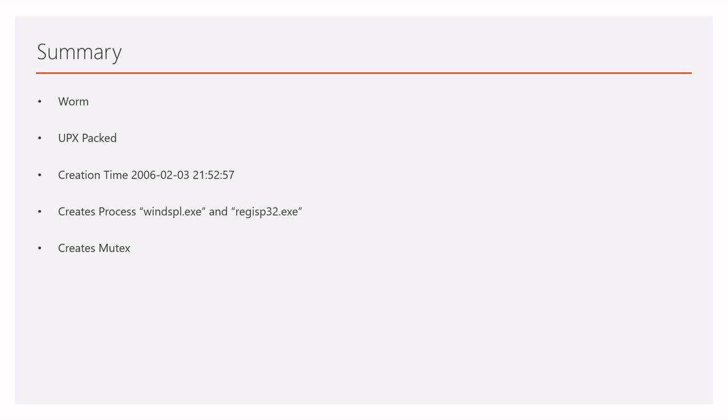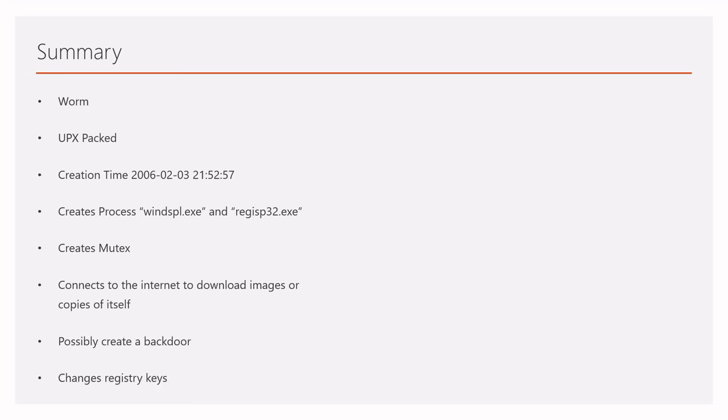It also creates mutexes, prevents Skynet worm variants, as well as connects to the internet to download images or a copy of itself. Possibly creates a backdoor, changes registry keys for automatic runs of this malware, or disables antiviruses, called antivirus retaliation, and uses its own SMTP engine to email itself.